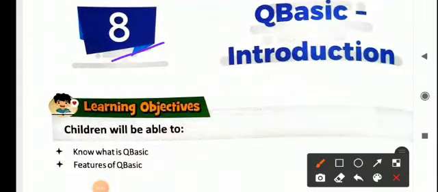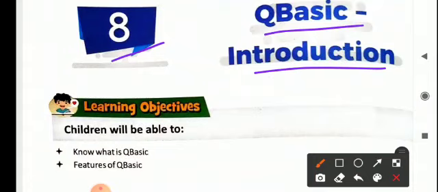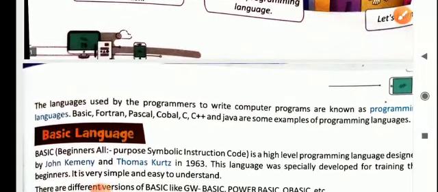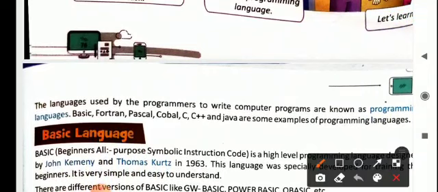Student, this is your chapter number 8, Q Basic Introduction. This is the first chapter of your final term course. Now, let's begin with what is Q Basic. Children, Q Basic is a language. Which language is it? It is a computer programming language that is used by the programmers.